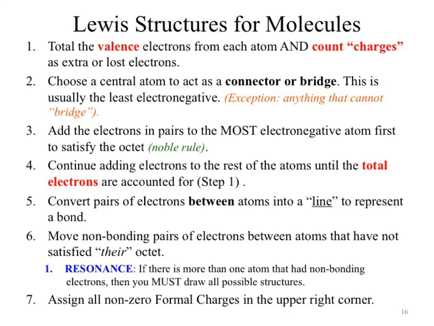Okay? If we have an atom that has not achieved its octet, what we can go through and do, actually that's not rule 5, not rule 6. Rule 5 is convert any pair of electrons in between atoms into a line to represent that bond. Rule 6, if we have any atoms that have not satisfied their octet, then we need to move electrons into a bond, okay, to satisfy that octet. That's where we get double bonds.